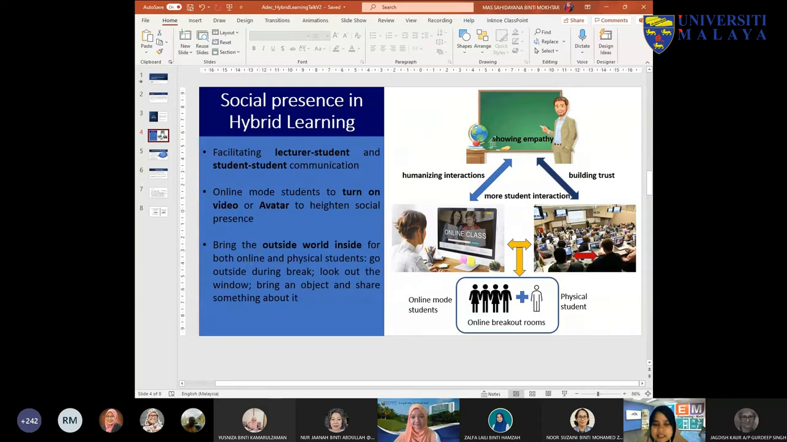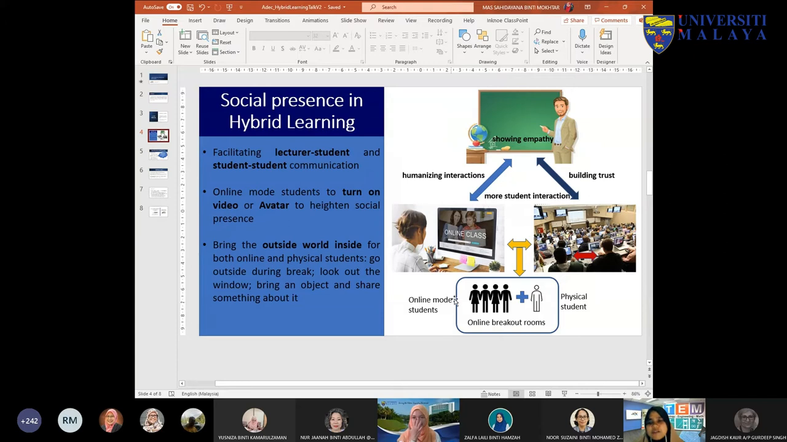And on another side is how they can bring their outside world. It means that even though they're at home, they bring their outside world to both the online and the physical class, and share something from their environment. Okay, and this is another suggestion: remember, when we do Zoom, seminars, or webinars, we have this function of breakout rooms.